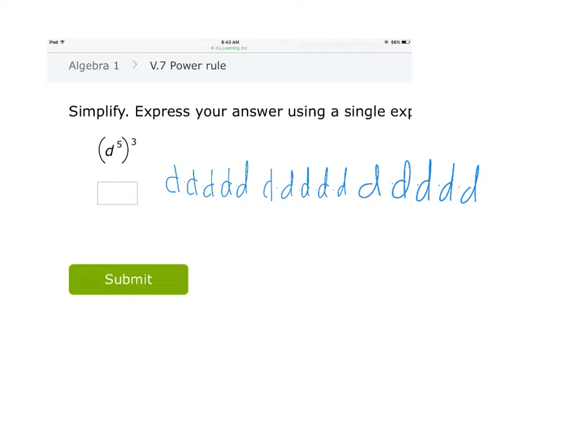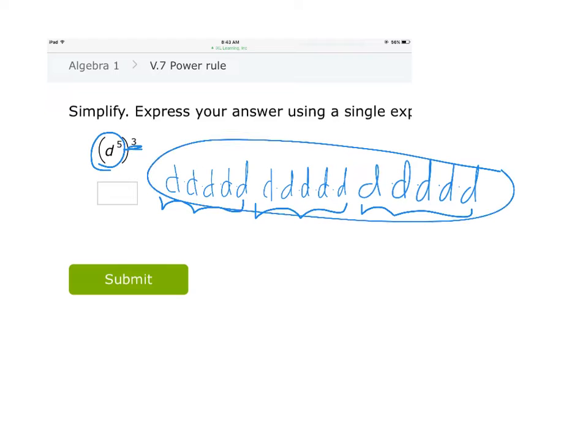So for example, here it says D to the fifth, and you're going to have that 3 times. So notice that I have 5 D's, 5 D's, and 5 D's. So we have 5 D's 3 times. If I look at all of those D's and I add them up, that will leave us with D to the 15th power.